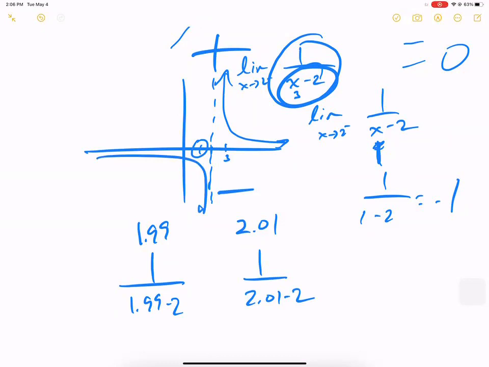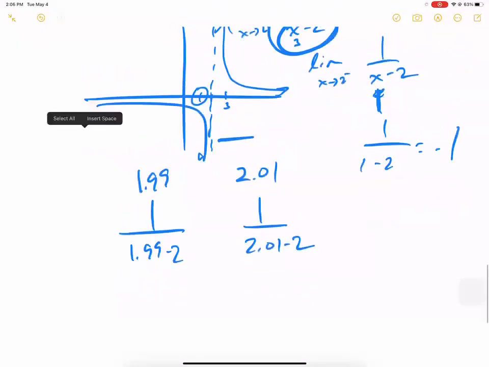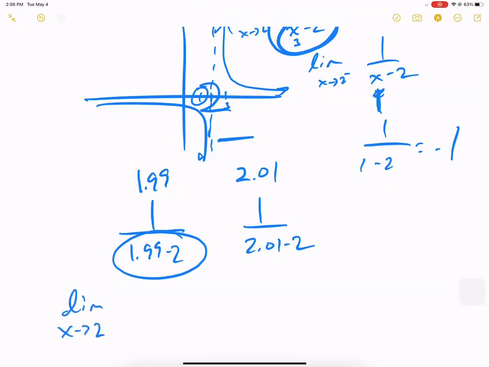Now, I'm going to make this super easy for you, but you have to be careful. If 2 is the number I'm worried about, isn't 1.99 a little bit less than it? Is that going to be positive or negative? The limit as x approaches 2 from the left side of 1 over x minus 2. If I plug in 1.99, because that's less than 2, on the left side of 2, does that look positive or negative? It looks negative, doesn't it? Negative infinity.